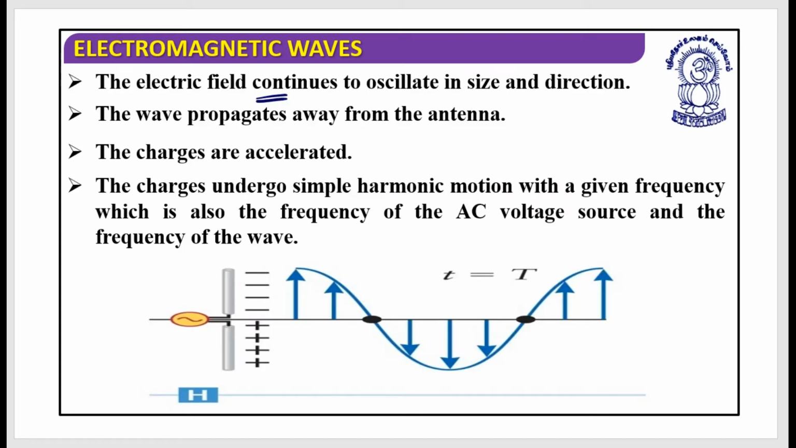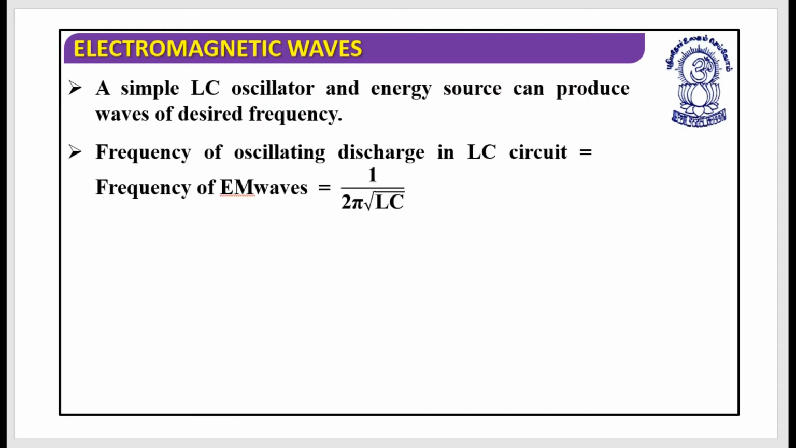So the electric field continues to oscillate in size and direction, and the wave will propagate away from the antenna, and the charges are accelerated. So the charge undergoes SHM, simple harmonic motion, with a given frequency, which is also the frequency of the AC voltage source and the frequency of the wave. A simple LC oscillator and energy source can produce the wave of the desired frequency. So the frequency of oscillating discharge in an LC circuit, or we can say the frequency of EM waves, would be equal to 1 upon 2 pi under root LC.